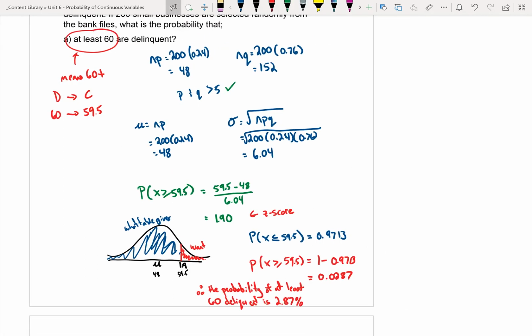So if we look at this entire example, we had to first make sure we had enough data to use a normal approximation. We then determined the mean and a standard deviation. We then found our z-score using a data value that was turned from discrete to continuous. And then we used indirect method to determine exactly what we want because we were looking for 60 and above.